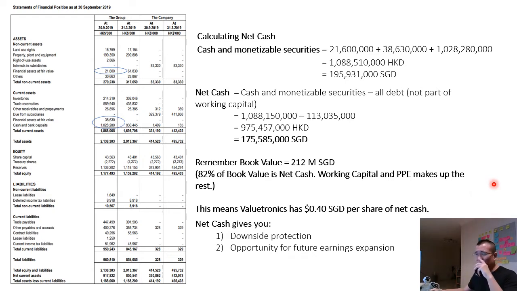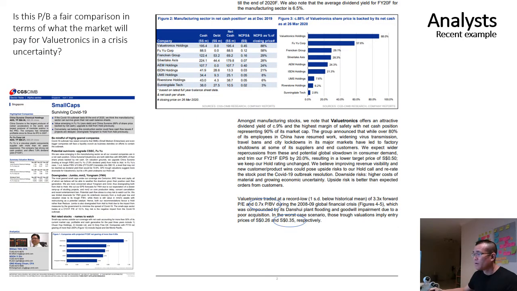Okay, but what does this have to do with price to book cycles? Let's go on. Okay, so here is an analyst report, I think from a couple of weeks ago, and essentially this person was trying to figure out what's the worst case scenario for Valuetronics. And what he did was this over here.